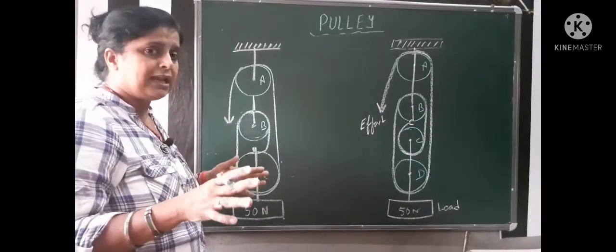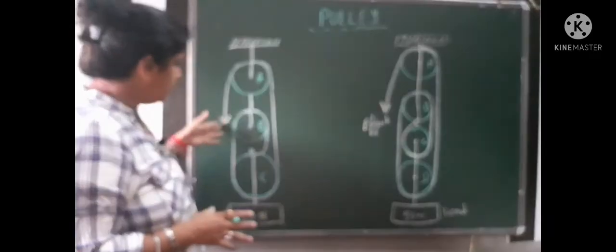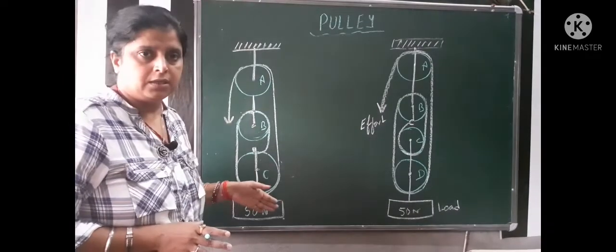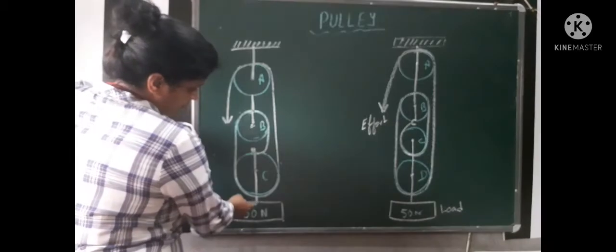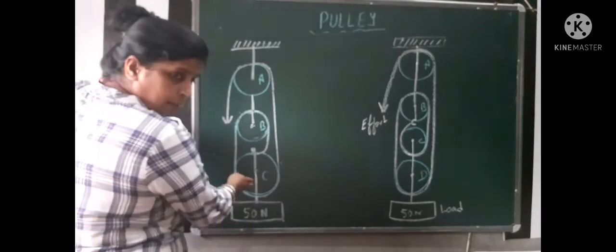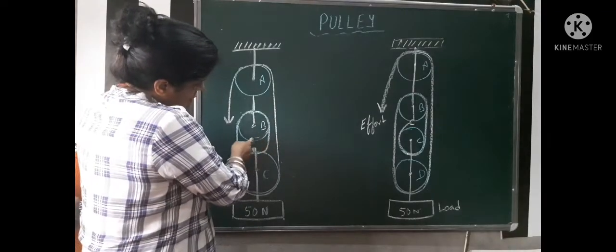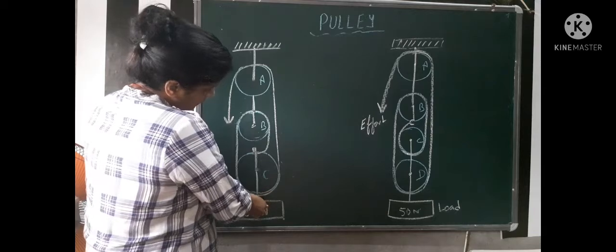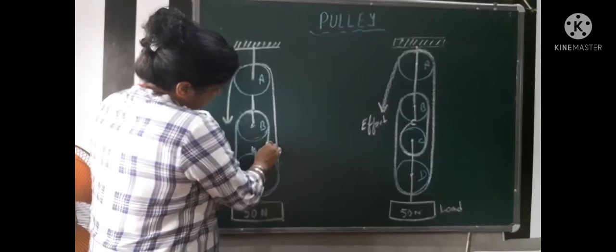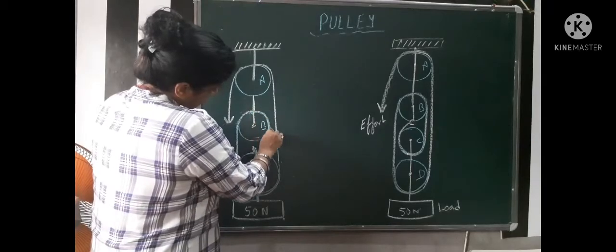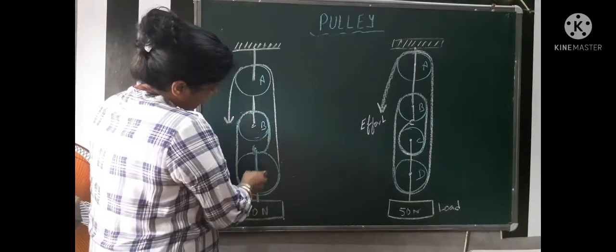Now we are going to see how much effort we need to apply here to lift this body of 50 Newton if there is a setup of 3 pulleys. Let's see. Now you see children, we need to focus on what we have to do. See the combination: this body is held by this pulley, that is pulley C, and there are these 3 ropes around this. This is connected here, and this load is balanced with the help of pulleys B and C.